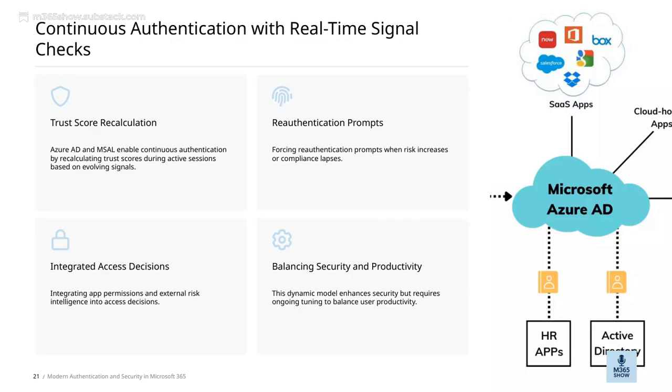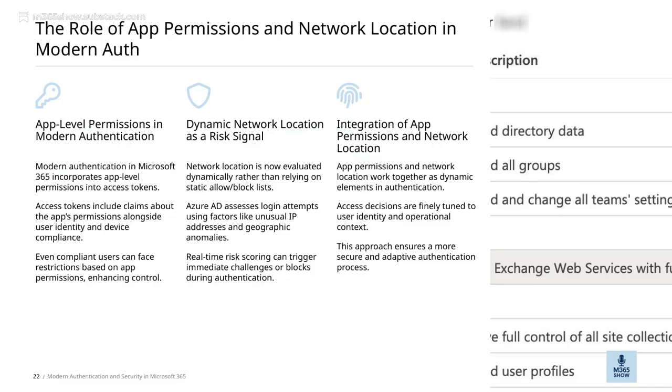All of these elements work together to create a flexible, intelligent approach to securing our digital environment while supporting productivity. Now, let's look at how app permissions and network location work together as dynamic elements in modern authentication. These two factors don't operate in isolation. Instead, they complement each other to create a more nuanced and secure access decision.